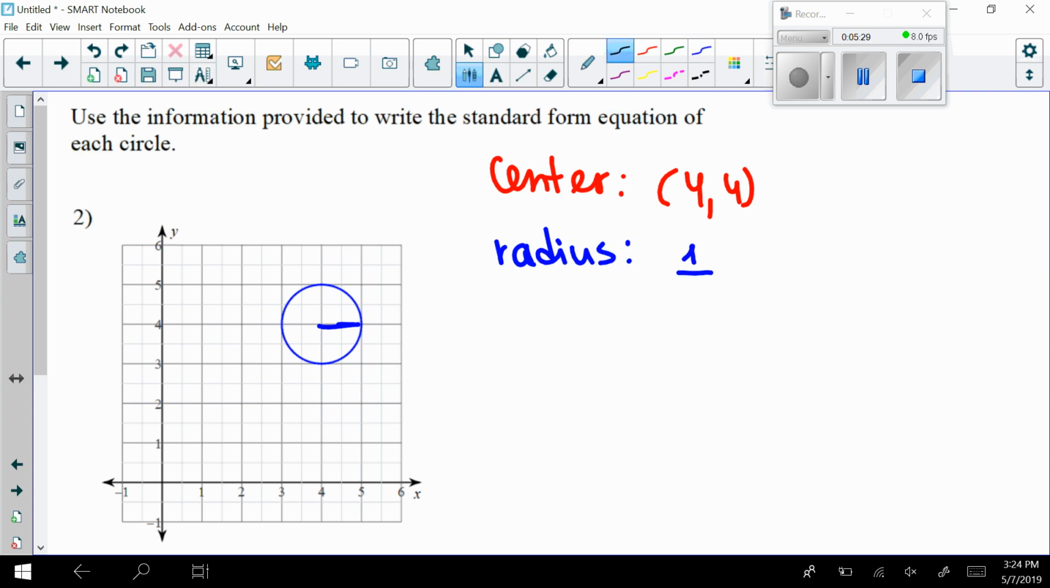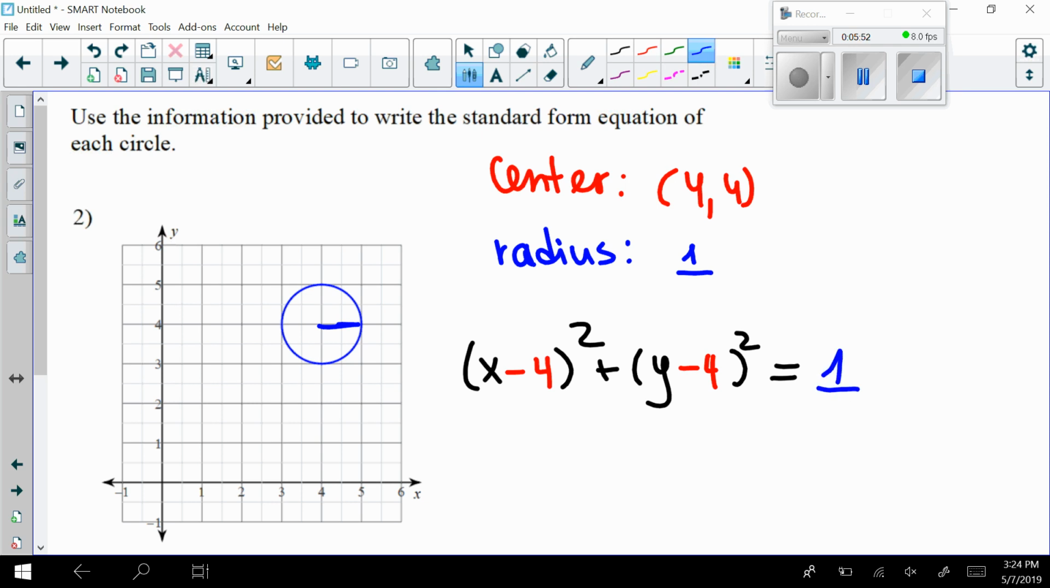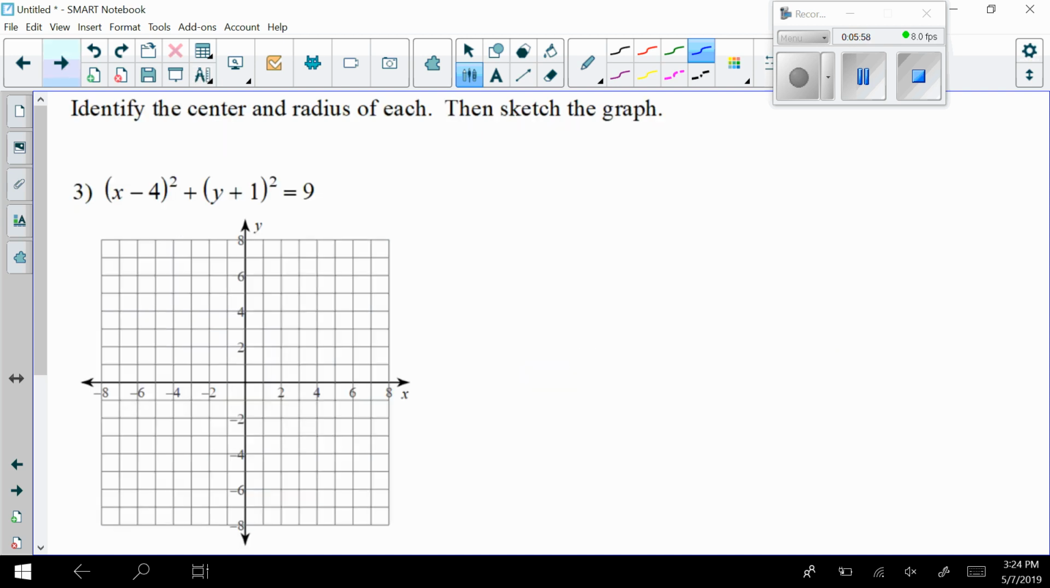So when I write my standard equation, again, I'm going to make my little template. I will always need an x squared and a y squared in order to have a circle, and I always need a plus. So I shift to the right 4 units, I'm going to subtract 4. I need to shift up 4 units, I'm going to subtract 4. And my radius is 1, so if I square 1, I still get 1, right? So this right here is 1 squared. All right?